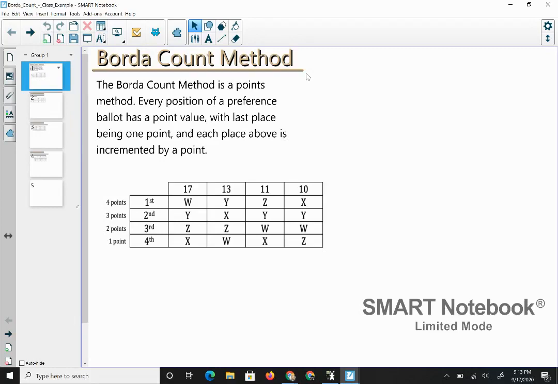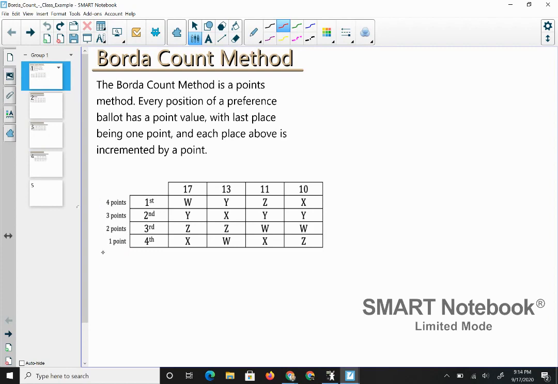Okay, so in this video, we're going to discuss the Borda count method. The Borda count method is a points method where every position of the preference table gets awarded points. So if we look at this, you can see that I've already listed the points here. That's usually not given to you.